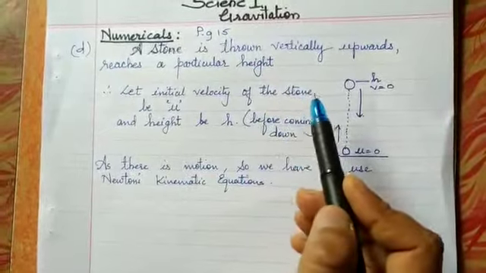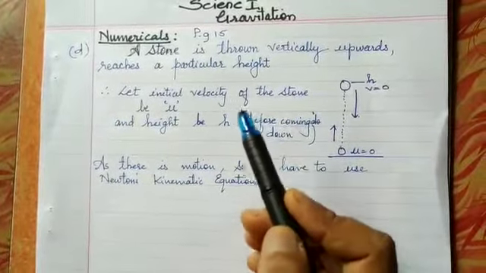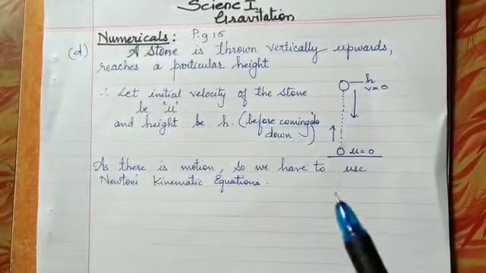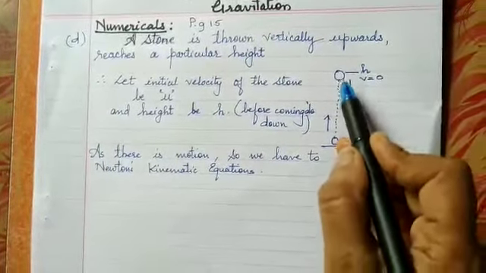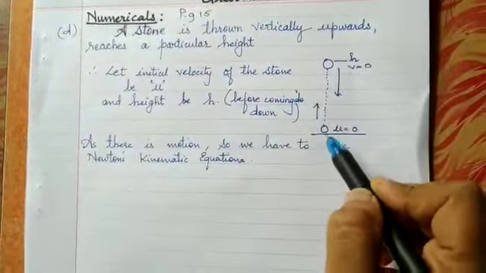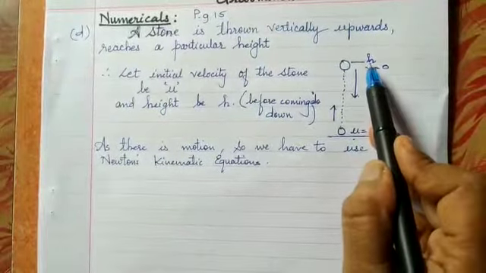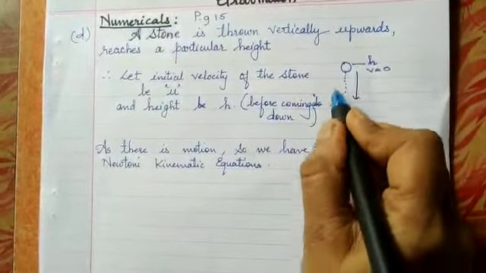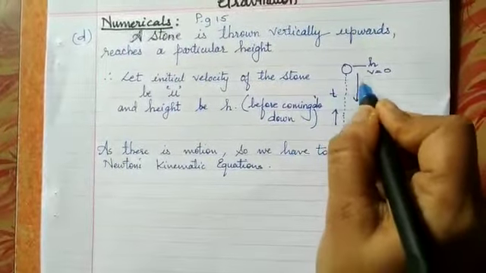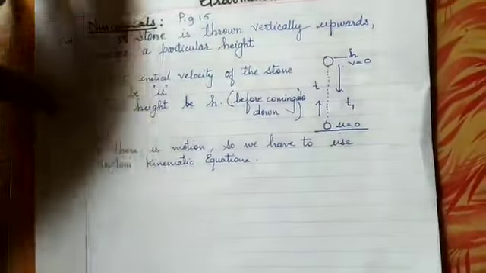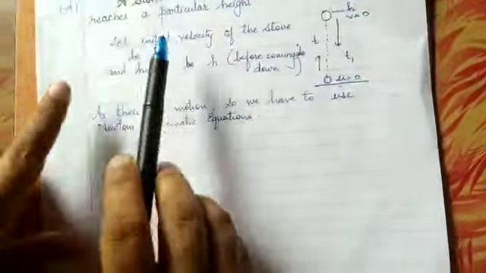h before coming down. Show that the time taken to go up is same as the time taken to come down. See, a stone is thrown up at height h. Its initial velocity is u. It reaches to height h. The time taken to go up is equal to time taken to come down. That we have to show. So let's write first what is given.